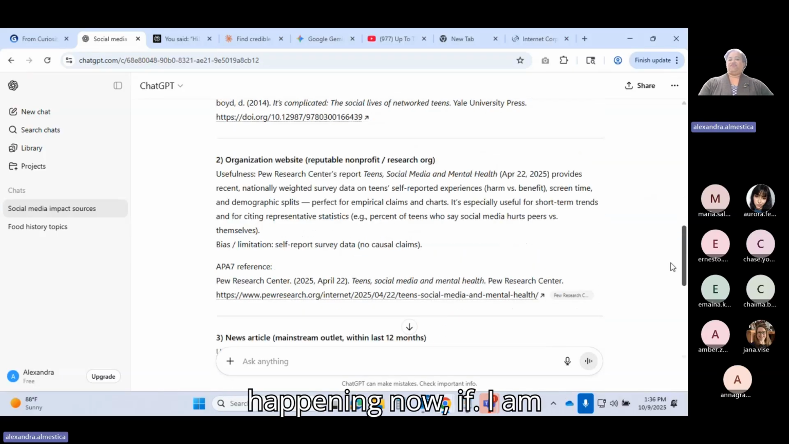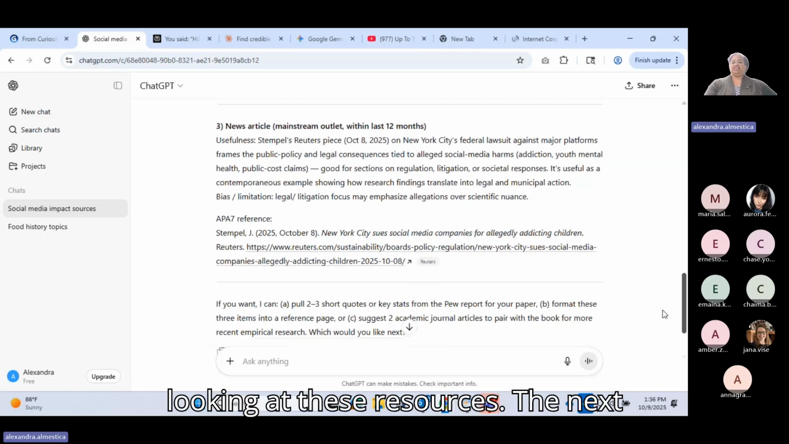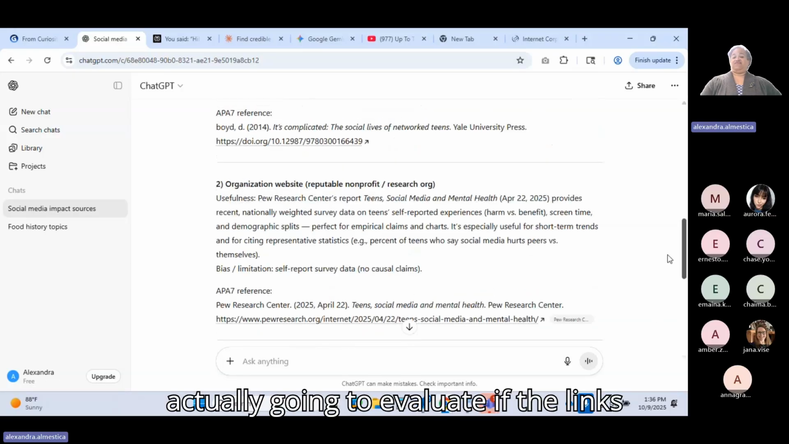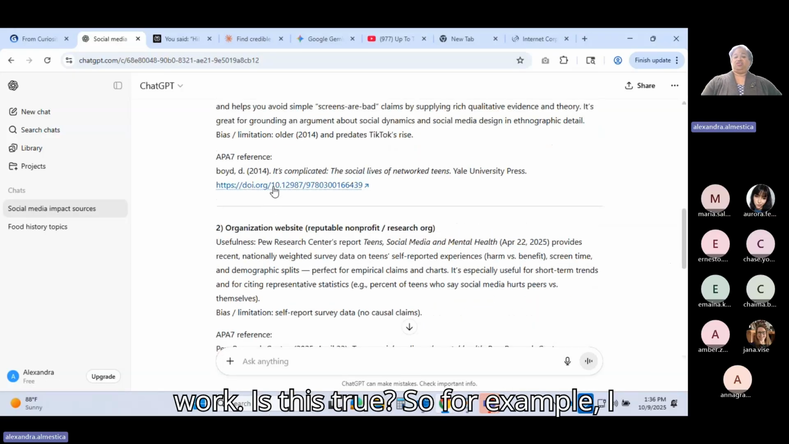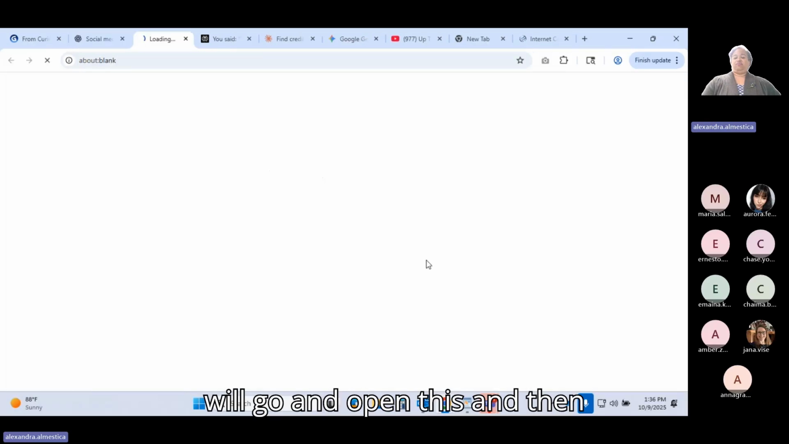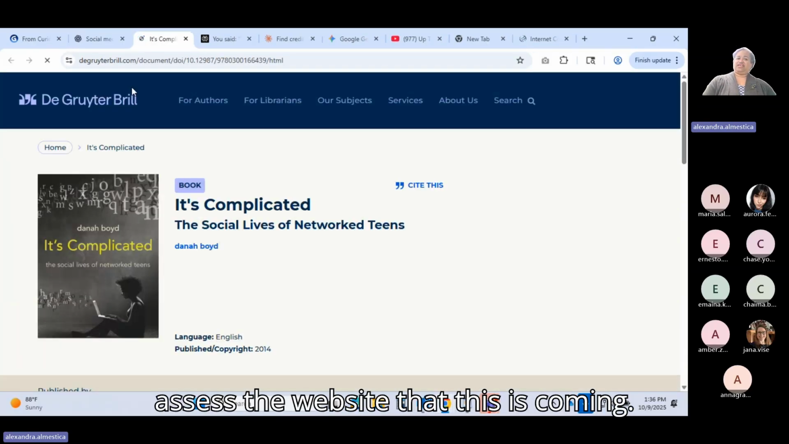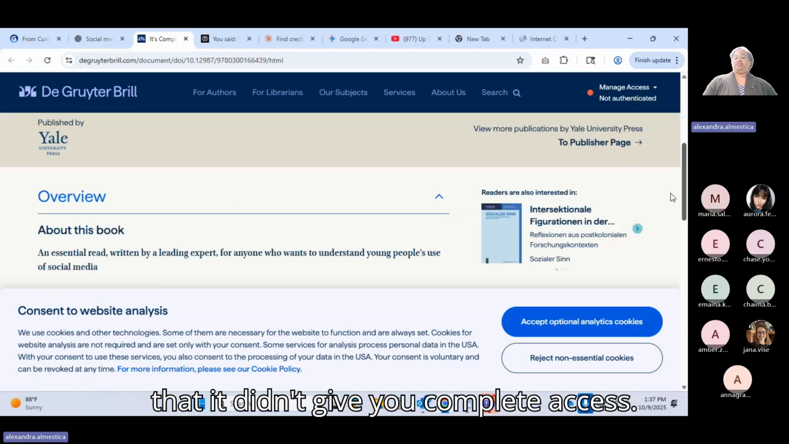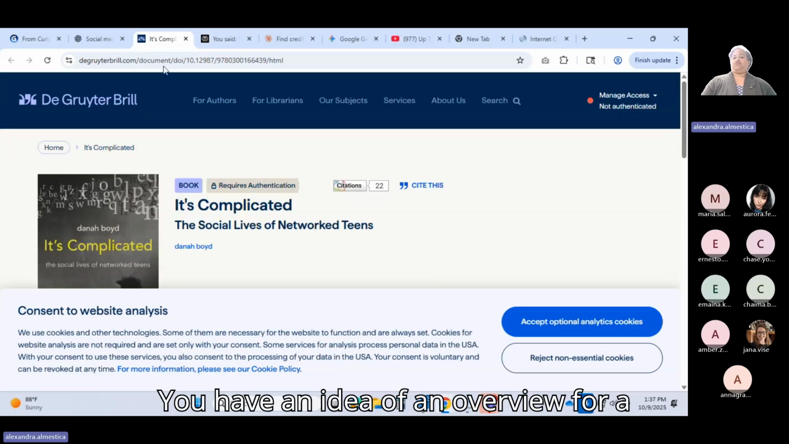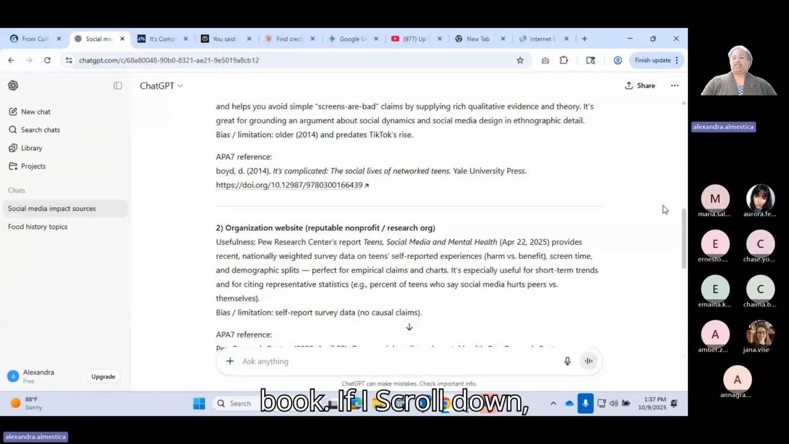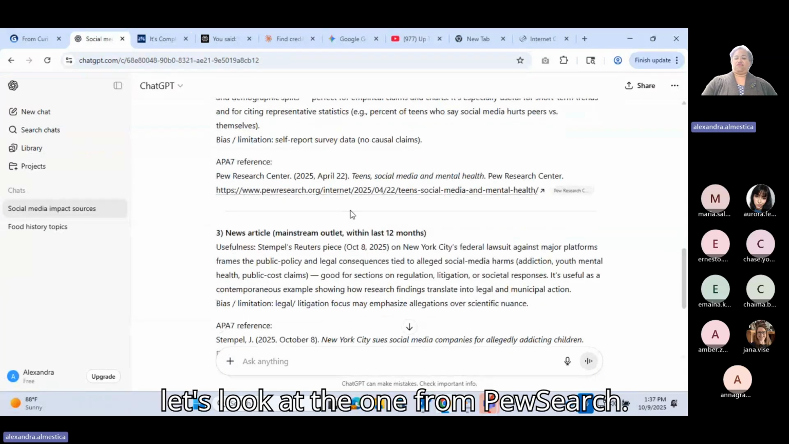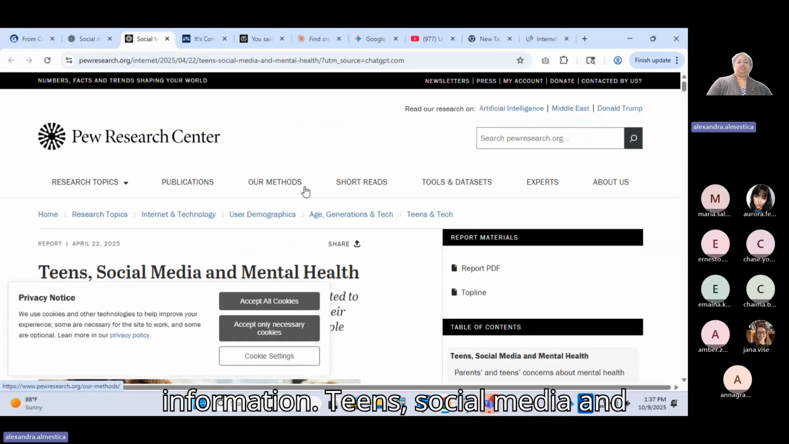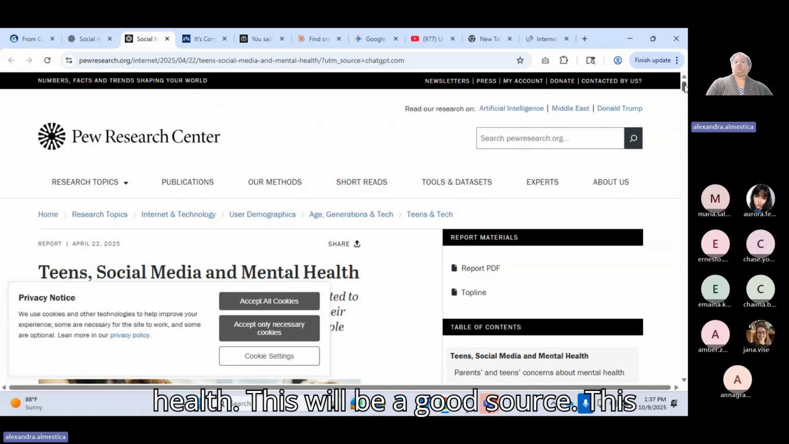Now, if I am looking at these resources, the next thing that I'm going to do is evaluate if the links work. Is this true? So for example, I will go and open this and then assess the website this is coming from. So that's a source right here, but notice that it didn't give you complete access. You have an idea of an overview for a book. If I scroll down, let's look at the one from Pew Research. That's an excellent place to look for information. Teen social media and health. This will be a good source.